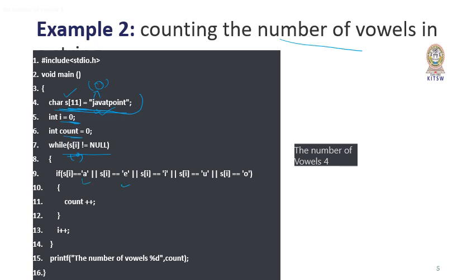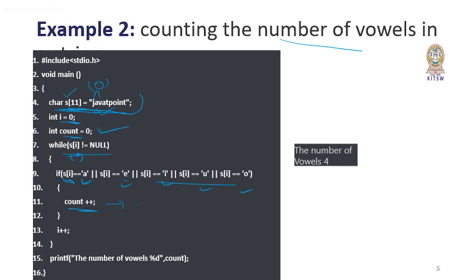Check whether vowels are present or not: A, E, I, O, U. So here we will increment the count every time. First we take s of 0, the first letter in this word, and check whether it contains any of the letters A, E, I, O, U. If it does, increment the count, that is count plus 1. Initially it is 0; otherwise, if none of these is there, don't increment, keep it as 0.